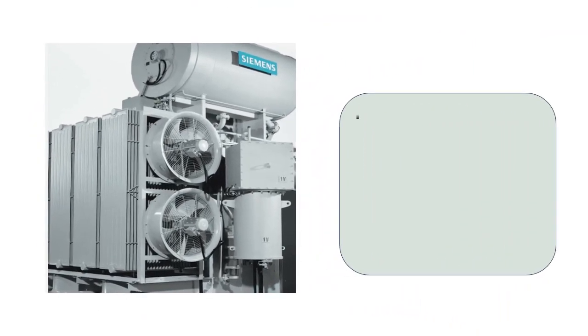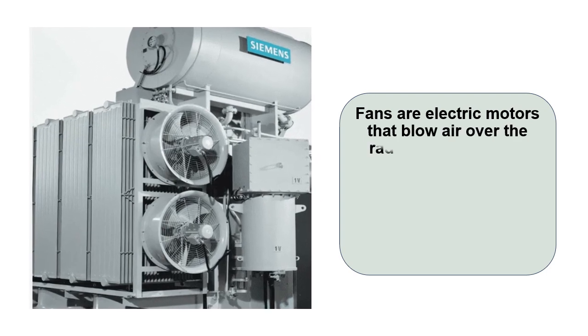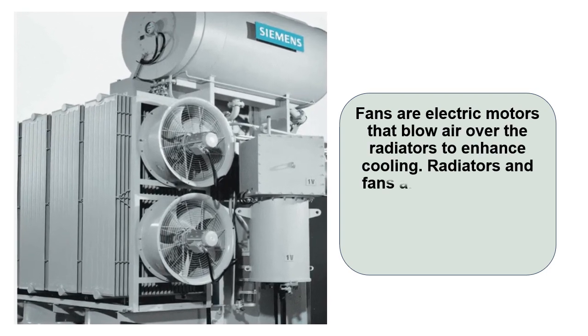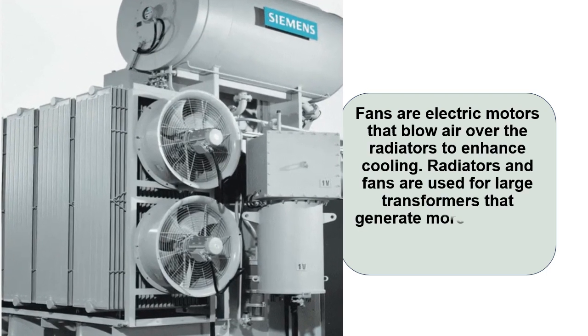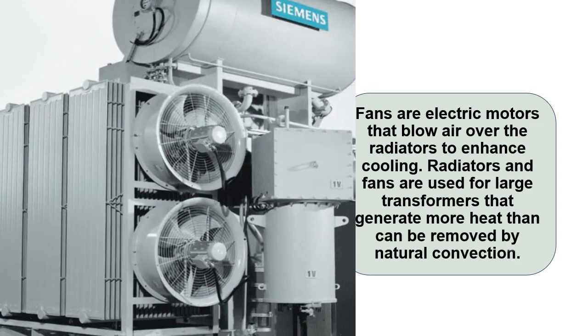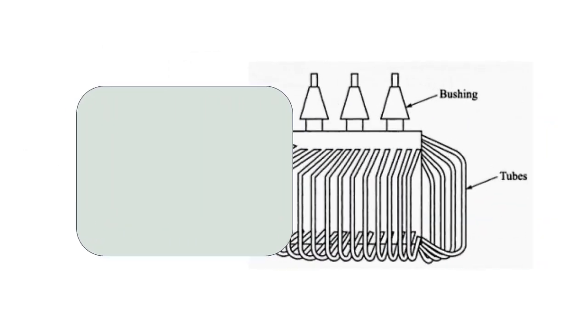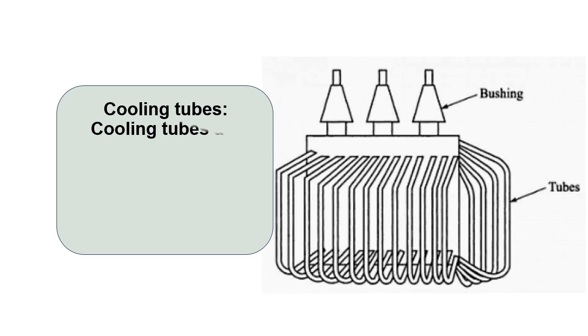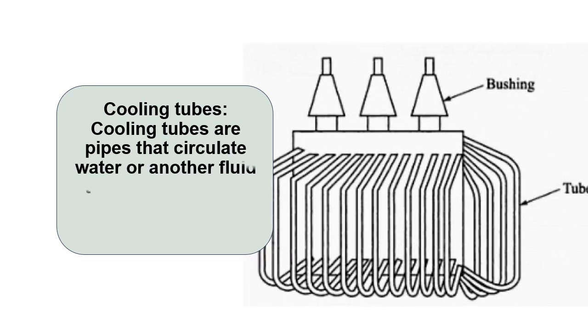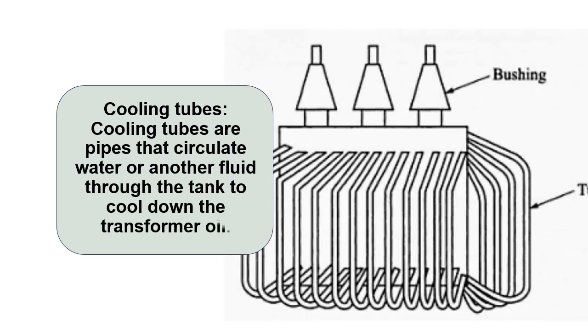Cooling tubes. Cooling tubes are pipes that circulate water or another fluid through the tank to cool down the transformer oil. Cooling tubes are used for very large transformers that require more efficient cooling than radiators and fans can provide.